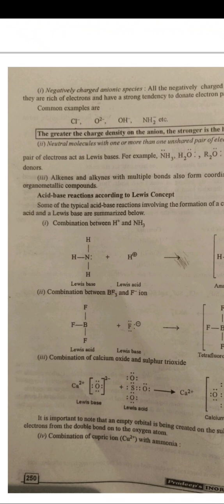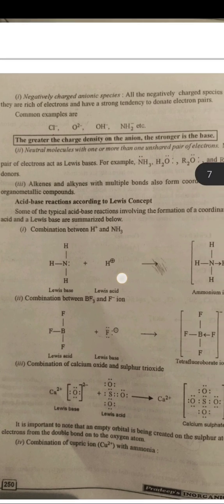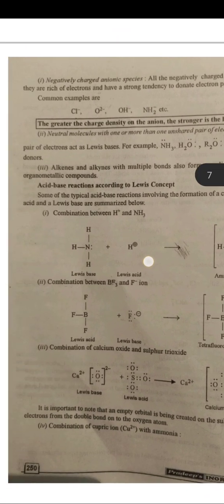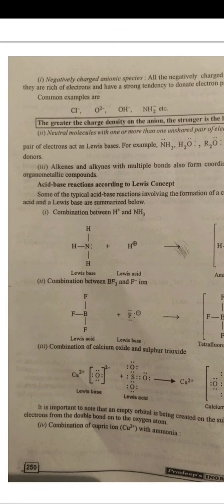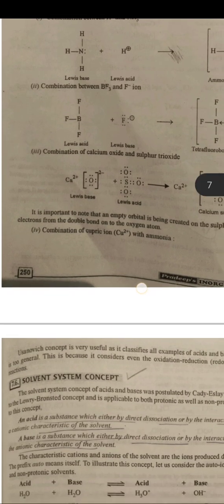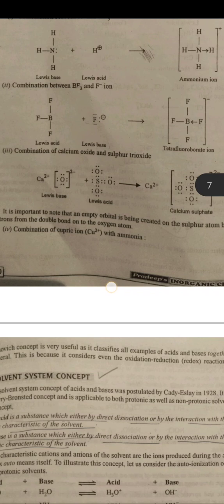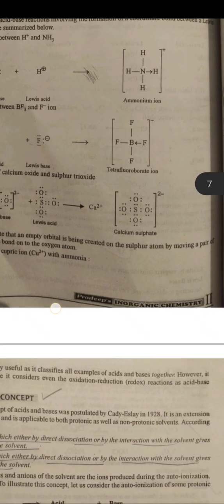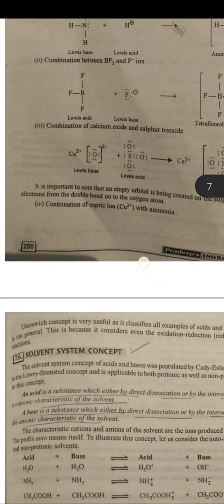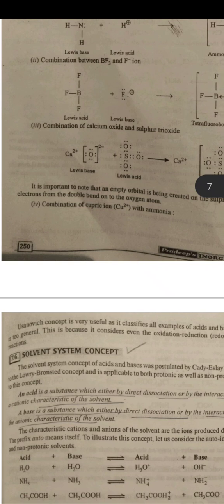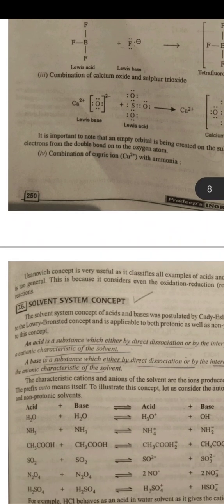Organometallic compounds. Acid-base reactions according to Lewis concept. Some of the typical acid-base reactions involving the formation of the coordinate bond between a Lewis acid and a Lewis base are summarized below. It is important to note that an empty orbital is being created on the sulfur atom by moving a pair of electrons from the double bond onto the oxygen atom. Combination of cupric ion with ammonia.